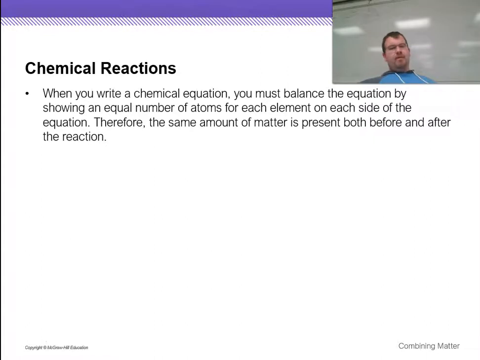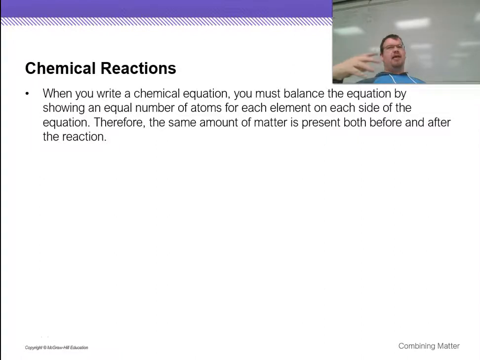Pretty cool, right? So when you write a chemical equation, you must balance the equation by showing an equal number of atoms of each element on both sides of the equation. The reactant side is on the left, the product side is on the right. The same amount of matter is present both before and after the reaction.